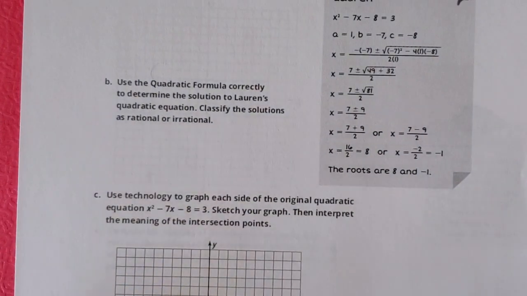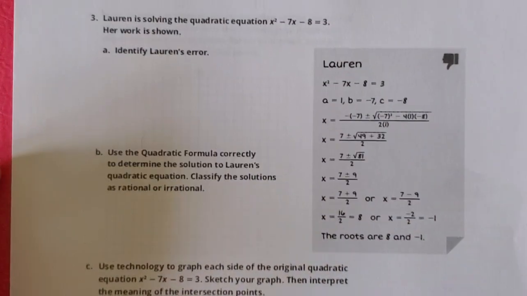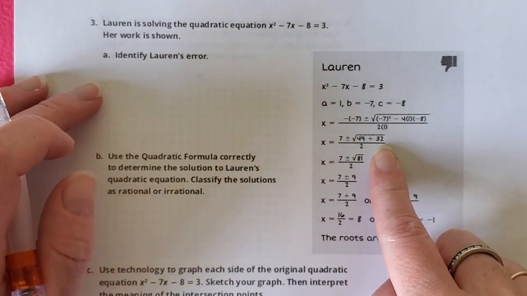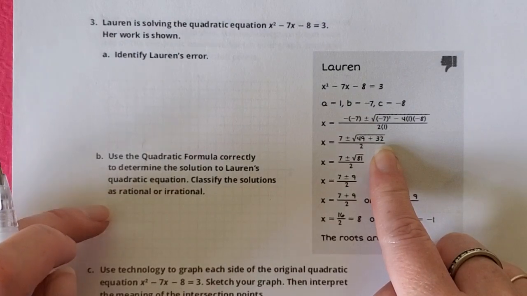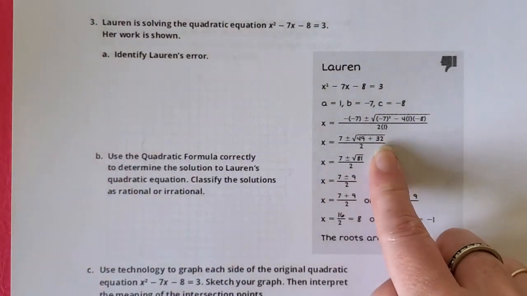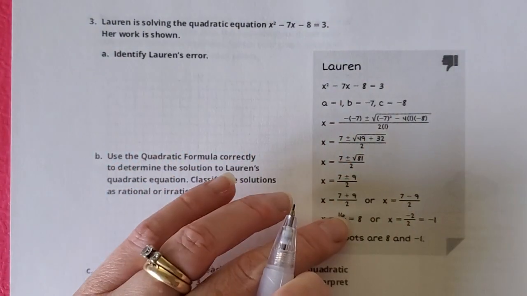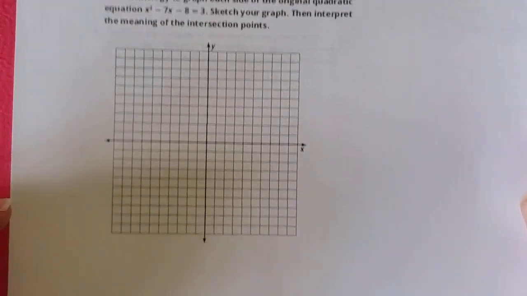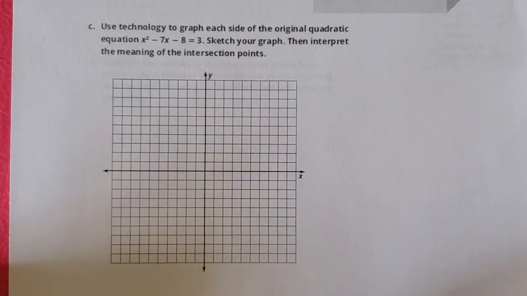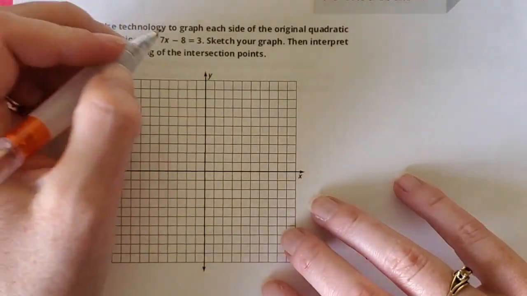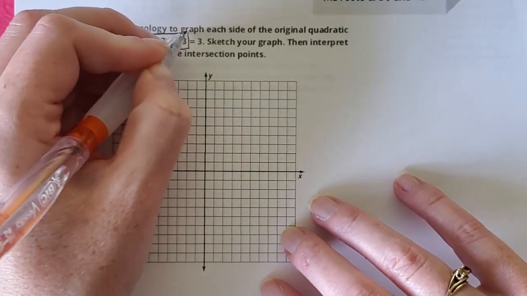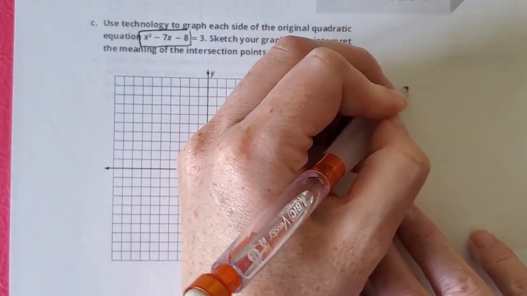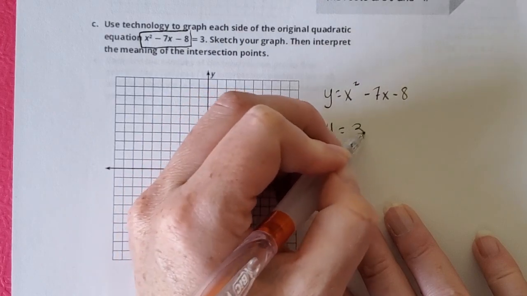So now we have Lauren solving a quadratic equation. And here's her work. So again, check her work, find her error. She made a mistake. And then it says correctly solve and classify it as rational or irrational. So you're going to find her error in her work, and then you're going to correct her error. All right. After you do that, it says use technology to graph each side of the original quadratic equation. So you're going to graph in Desmos or on your graphing calculator, y equals x squared minus 7x minus 8, and separately y equals 3.